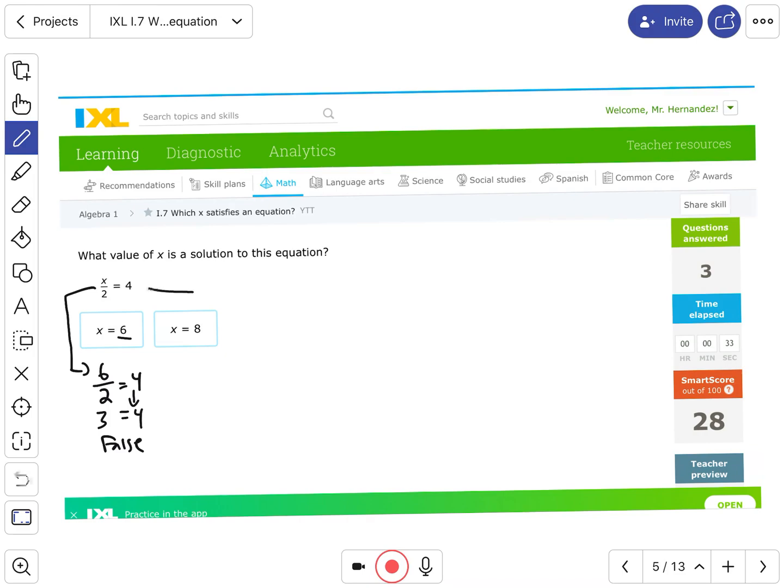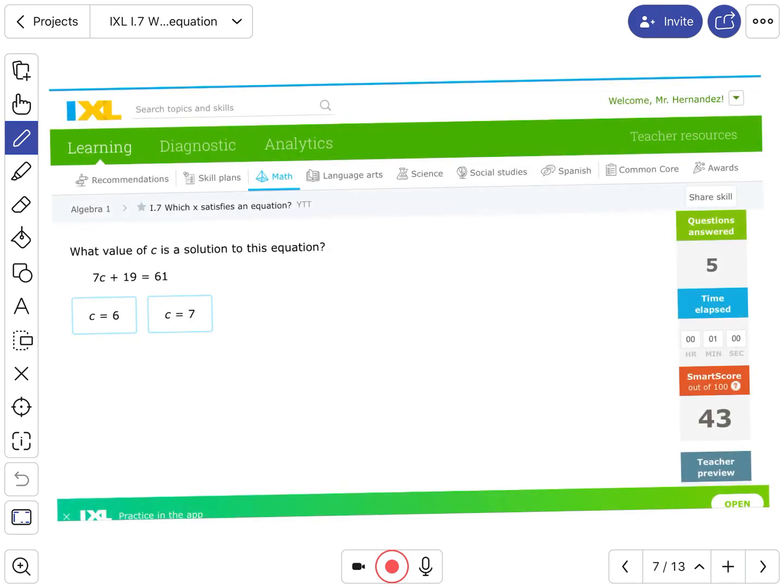Okay, let's plug it in for this side. So instead of x over 2, I'm going to write 8 over 2. So 8 over 2 equals 4. 8 divided by 2 is 4, so 4 equals 4, and that's true. So this is the solution, okay?